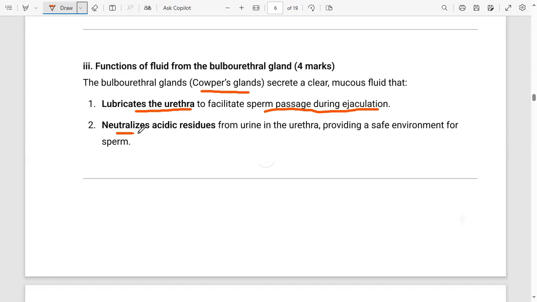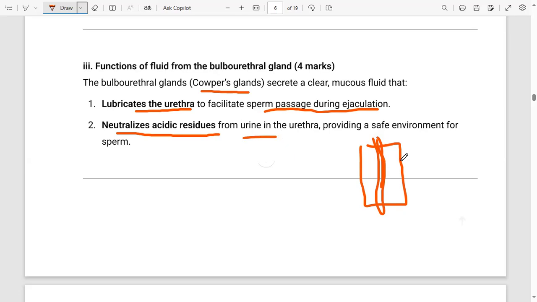And then two, it neutralizes the acidic residues from the urine in the urethra. Remember that a male only has one urethra. This urethra is the passage for the urine, and it's also the passage for the sperm or the semen. So this fluid produced in the Cowper's glands, one, lubricates this urethra, and two, neutralizes the acidic residues from the urine.